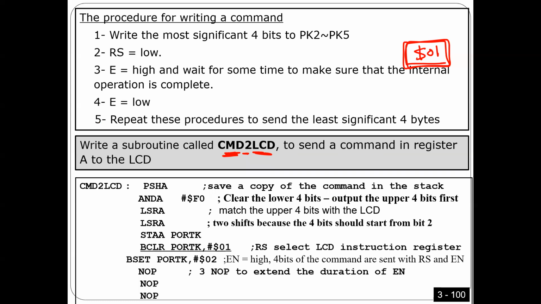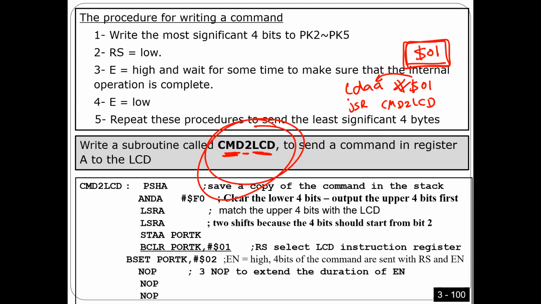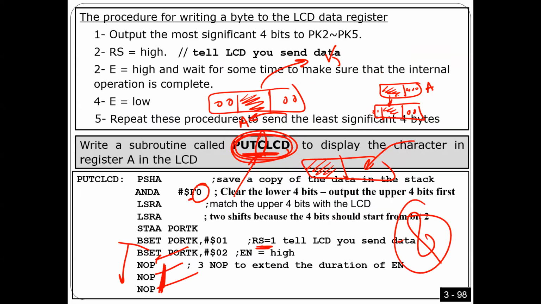So all I have to do is say load register A and then 01. So I'm going to put 01 in A. You have to put the code in A, and number two, you have to call this function. For example, you can say jump subroutine command to LCD. That's it. You got what I'm saying? So very easy. This function is exactly similar to the other function. The only difference is that here you have to put a command in register A, but here in register A you have to put a character ASCII.